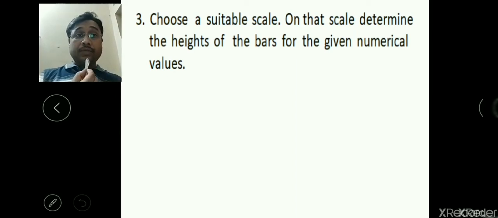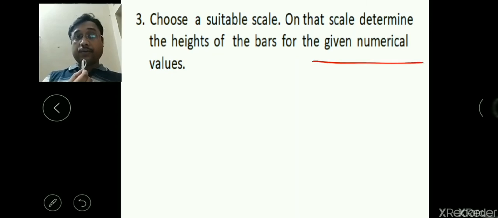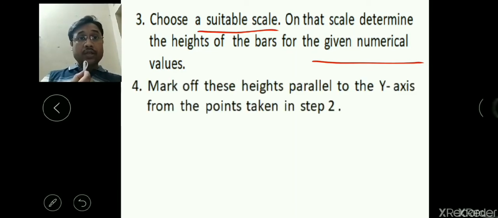Determine the heights of the bars for the given numerical value. The numerical value is given, that is, which data item has which type of value, what numerical value is associated with it. So on that scale, determine the heights of the bars for the given numerical value. Using the scale factor that you choose, which is based on you only, I will show.